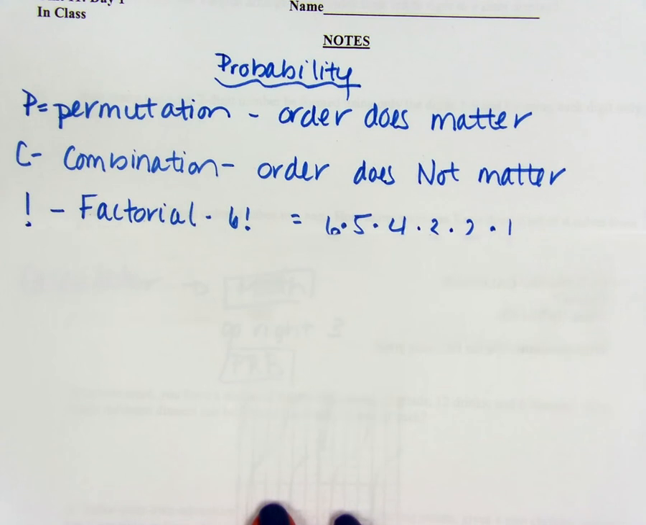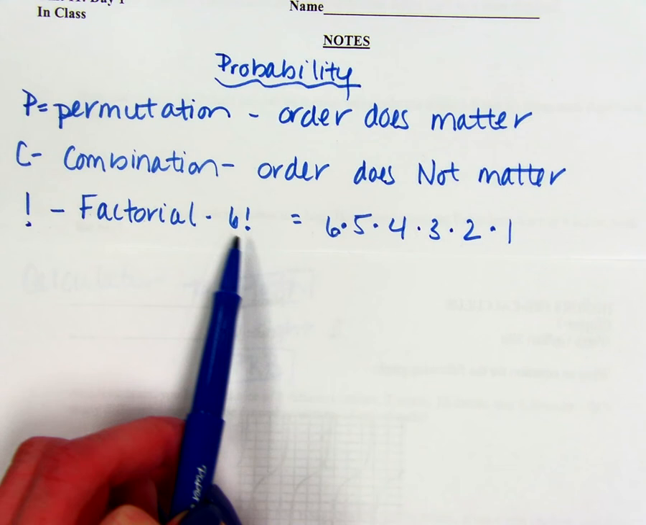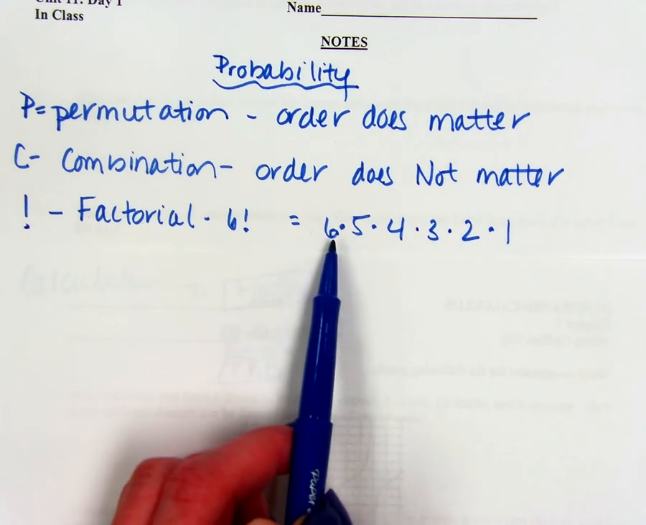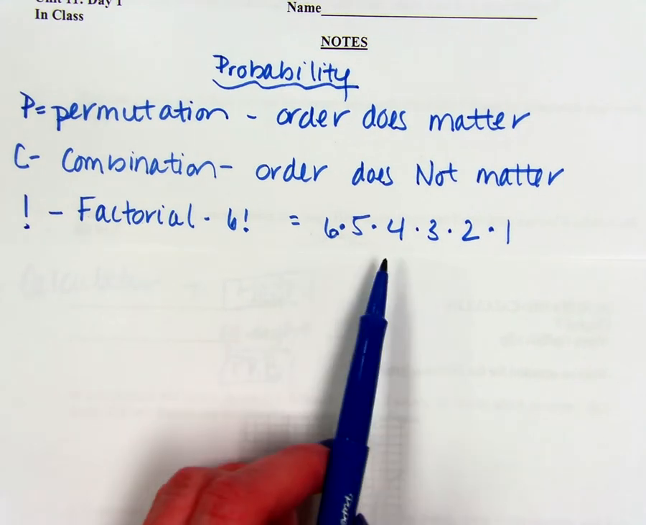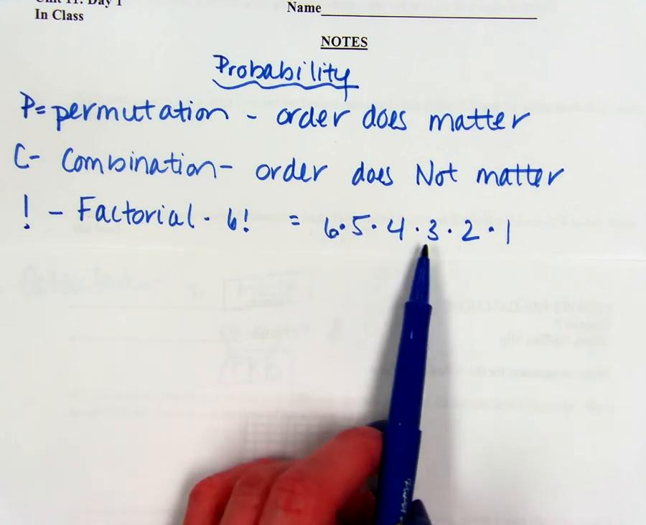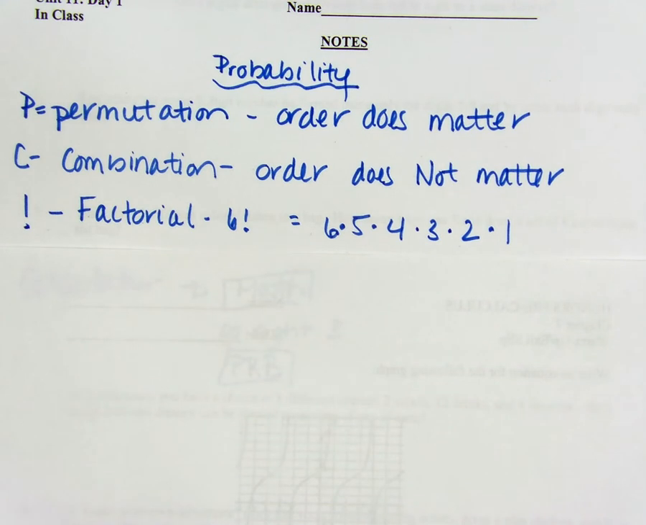The next I have is the exclamation point. That's going to represent what's called factorial. The definition for this one's kind of tricky, so I wrote out an example for you guys. So 6 factorial, if you were to put 6 and then that exclamation point, all that means is every whole number below it, you're going to multiply. So 6 times 5 times 4 times 3 times 2 times 1.